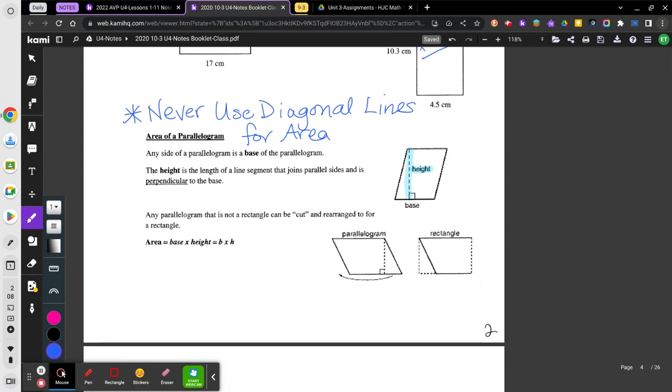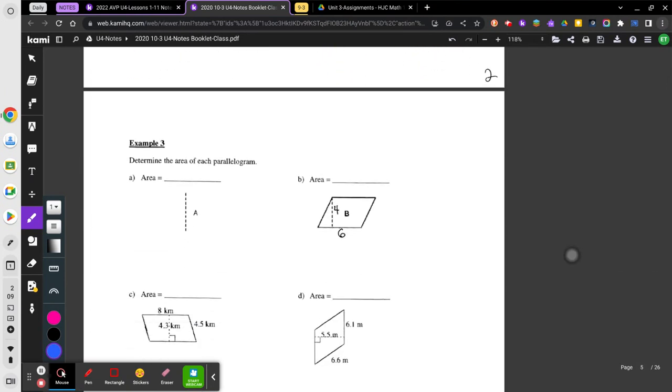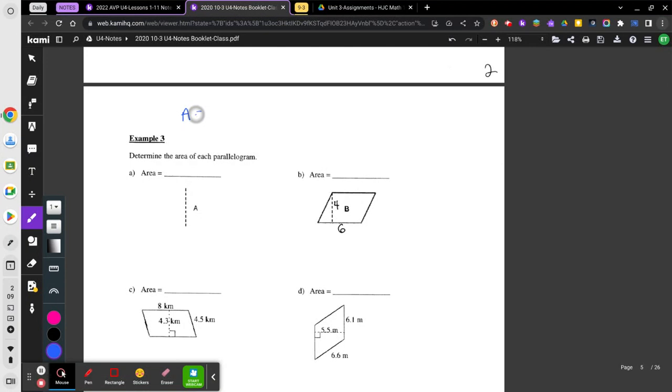All right, so for the parallelogram, what they're showing you here is they've cut this piece off and put it on the front. What it does is it takes your parallelogram and creates just a rectangle, if you cut that one triangle off. So that's why we deal with the height of parallelograms. For the area of a parallelogram, we deal with base times height. That's all, just base times height.